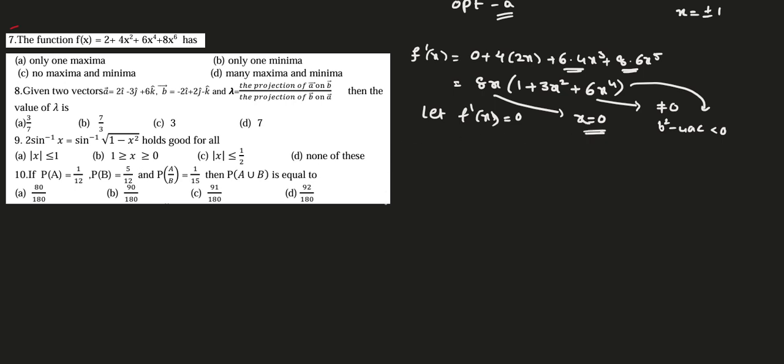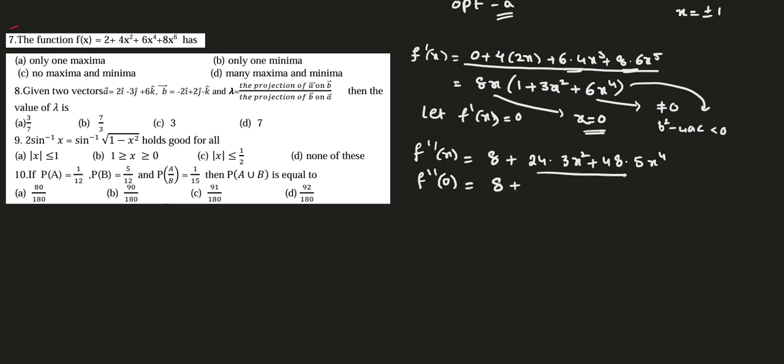Now, as I said, we'll go to the double derivative. From this I'm going to take it. Now it becomes 4 into 2x, that is 8, and 24 into 3x squared, and 48 into 5x power 4. Let me substitute x value as 0. I'll get 8, and everything else will become 0. So it is 8, which is greater than 0. So it has a minima according to the double derivative test. So in this, only one minima will be your answer.